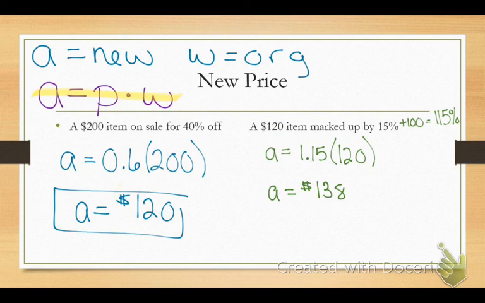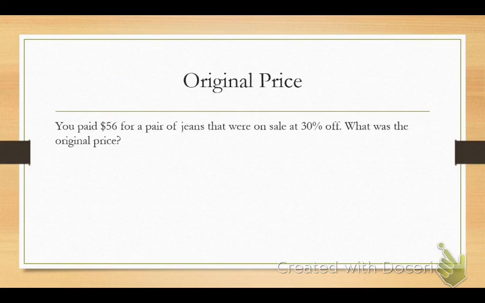You're recognizing that there's a profit being made. Okay. And we're okay with businesses making a profit as long as it's reasonable. All right, so now let's talk original price. With original price, I'm still using my formula as my basis. A equals P times W. But remember, the P needs to be the percentage that you paid, not the amount of the discount or markup. Okay, and then you also have to understand what it's asking you to solve for.